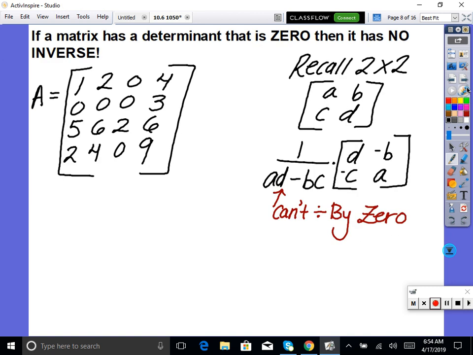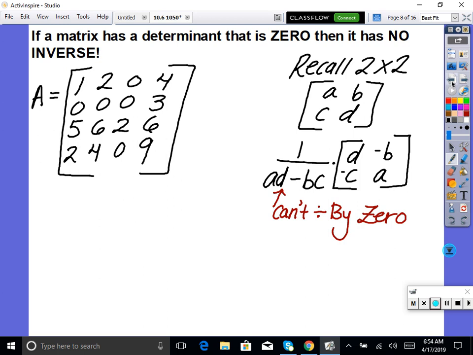So another one. Okay. So once again, if a matrix has a determinant that is 0, then it will have no inverse. So let's look at this one, for example. Here's a bigger one. It's a square matrix though, notice. It's a 1, 2, 3, 4 by 4. So we can find the determinant, can't we?